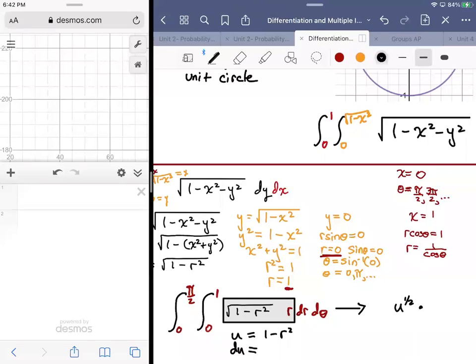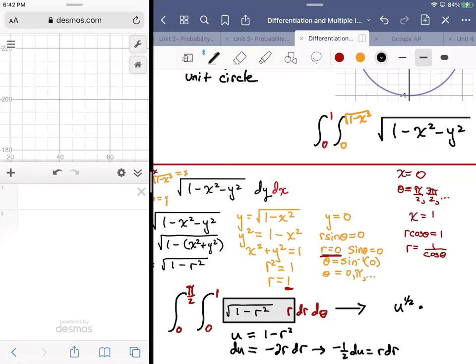I don't know why. The u is just what's under the radical. Just got through telling you how easy it was, and then I screwed it up. Negative 2r dr. You fool. The u in that case being me. All right, so negative 1/2 du is equal to r dr. All right.